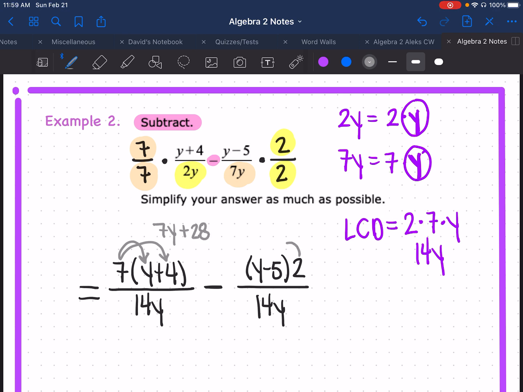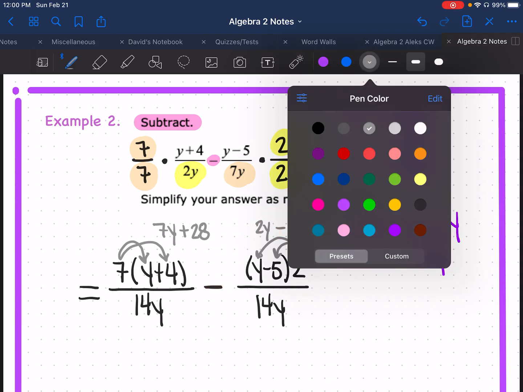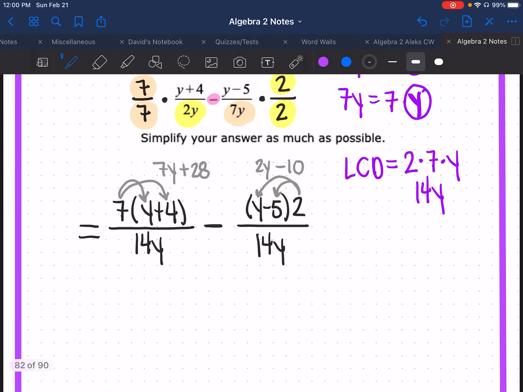And then here I'm going to multiply the 2, so I'm going to get 2y minus 10. But don't forget that we are subtracting. So I have to distribute this subtraction to the 2y and to the minus 10, which is going to change that minus 10 to plus 10. So I just have to remember that when I go on to my next step.